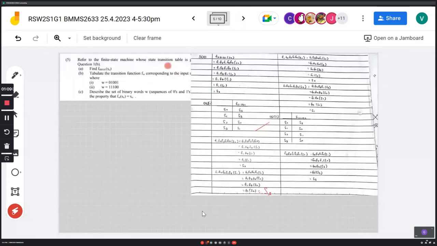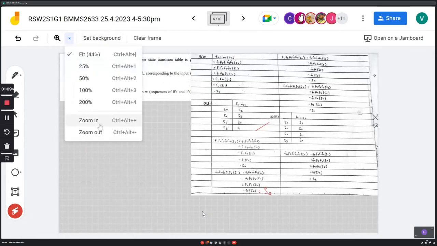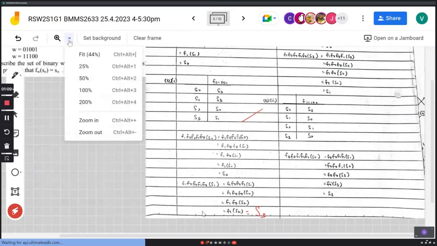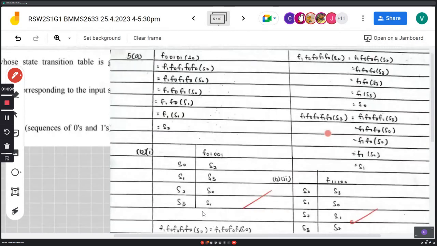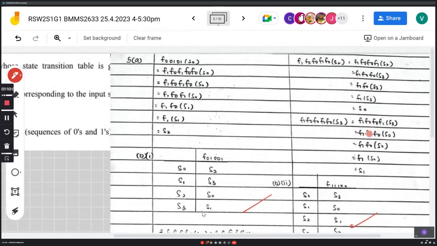For this part here, after input 11100, 3012, 3012, right? Yeah, correct. So this is the final answer. These are all the steps.